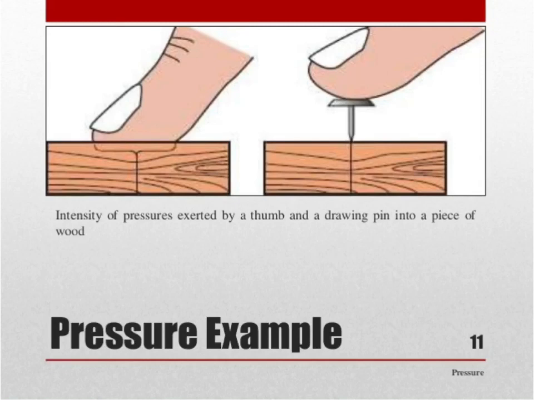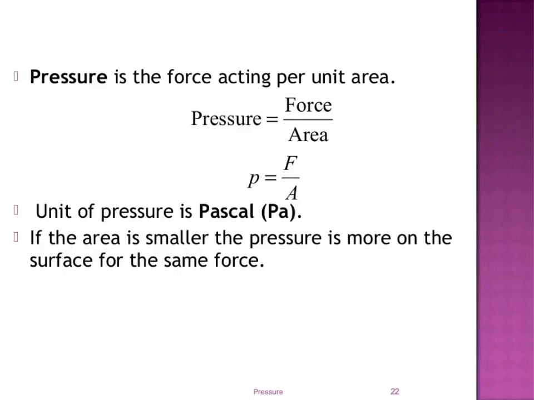The force of the thumb produces small pressure when it acts on a large area of wood. But the same force of the thumb produces much greater pressure when it acts on a very small area of wood through the tip of the drawing pin. So, pressure is the force acting on a unit area of the object. And the formula for calculating pressure is equal to force upon area.